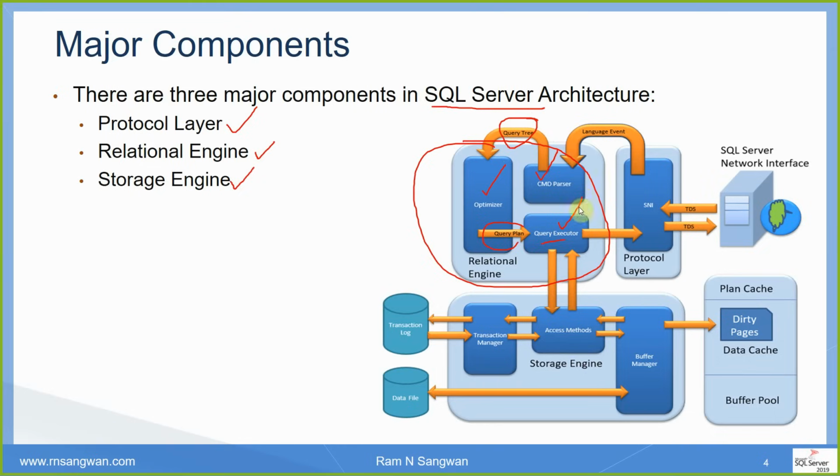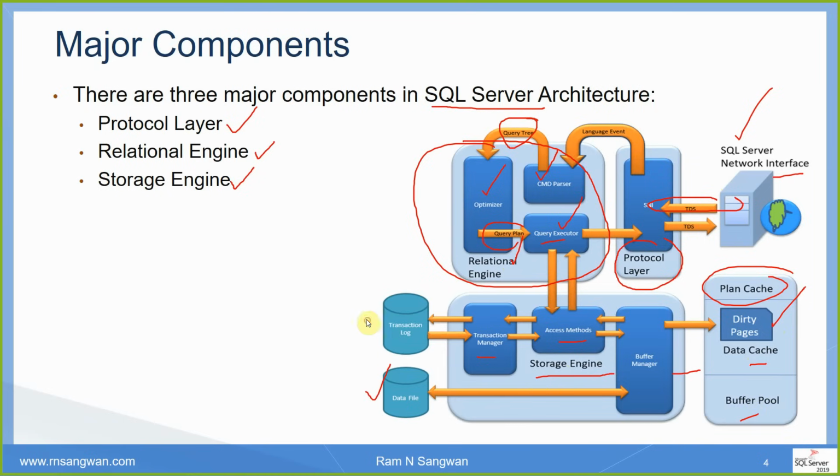So from where the data is coming to you, if you see, we have the protocol layer on the top. The protocol layer is taking the request from the SQL Server Network Interface. So the data is sent in TDS form. What is TDS? We'll discuss. And the data goes to this relational engine. In between, we have the storage engine also at the bottom layer. We have access methods, transaction manager, then buffer manager, these components, and dirty pages, plan cache, data cache, buffer pool.